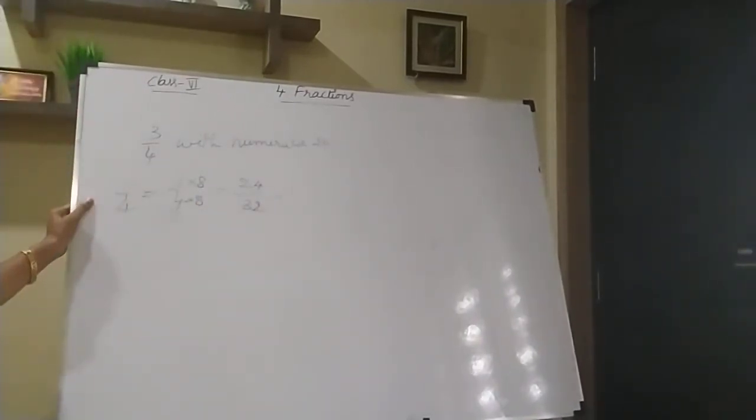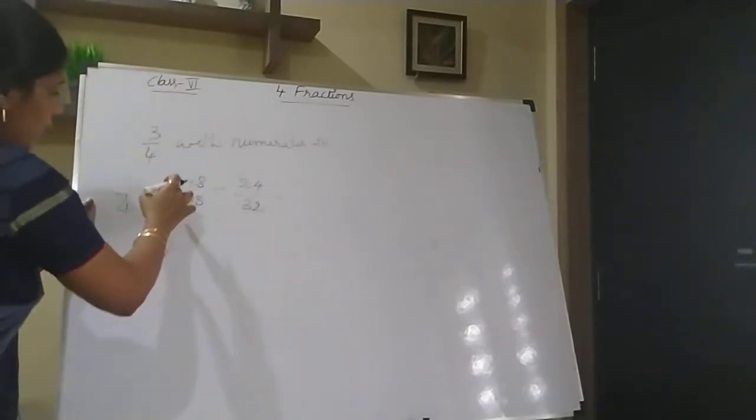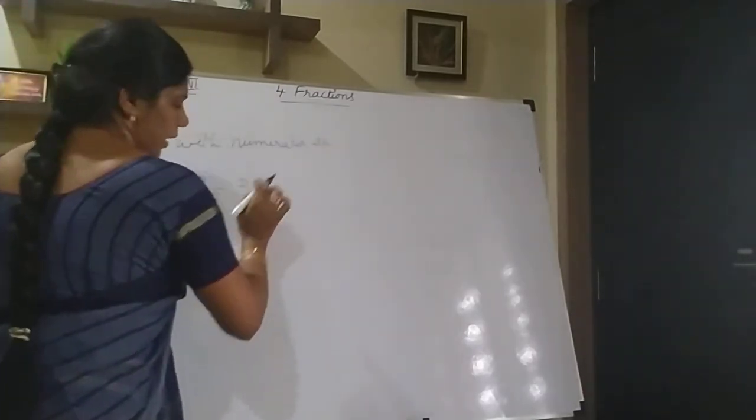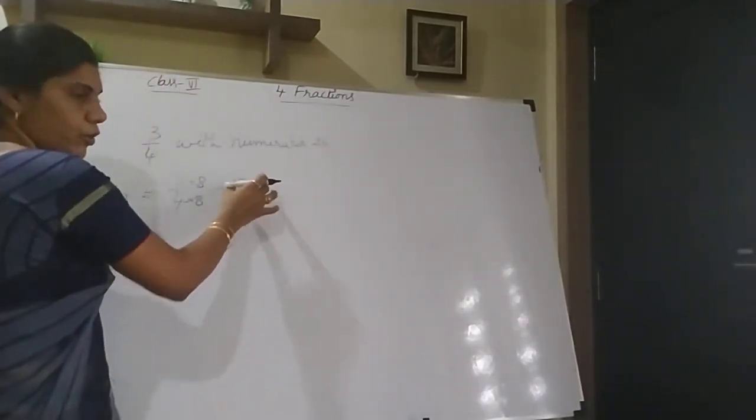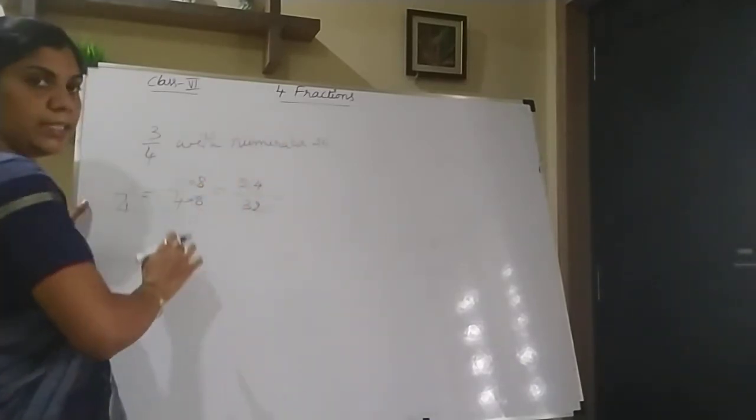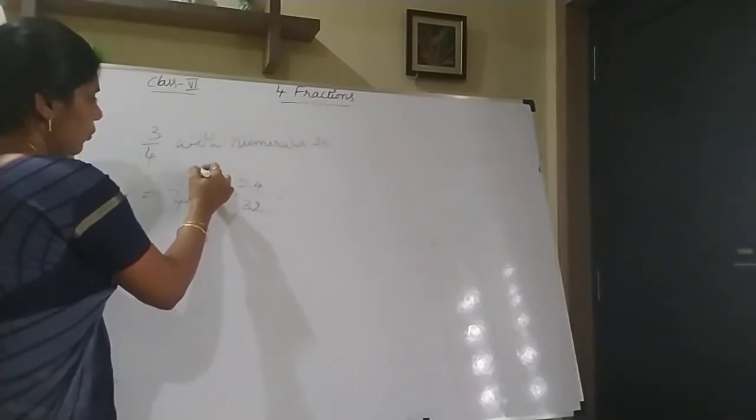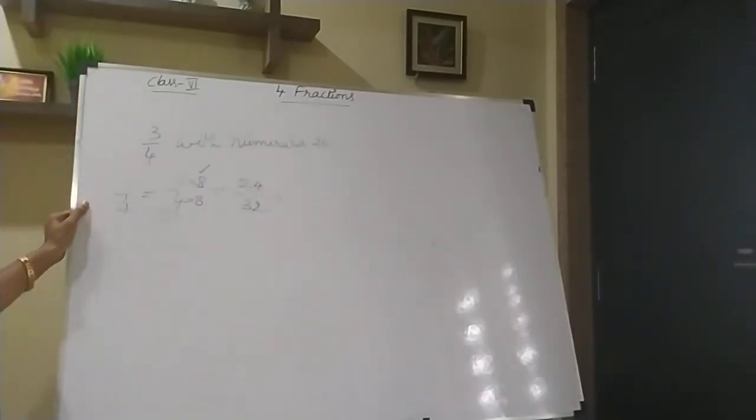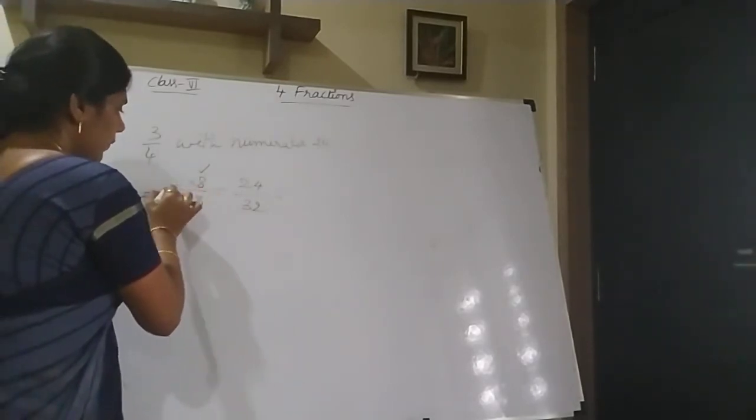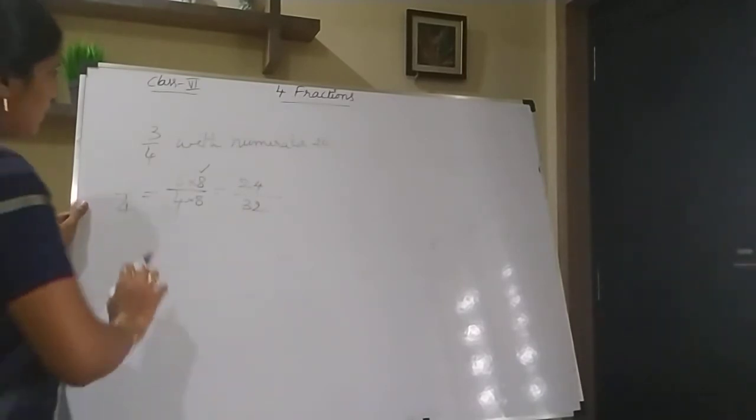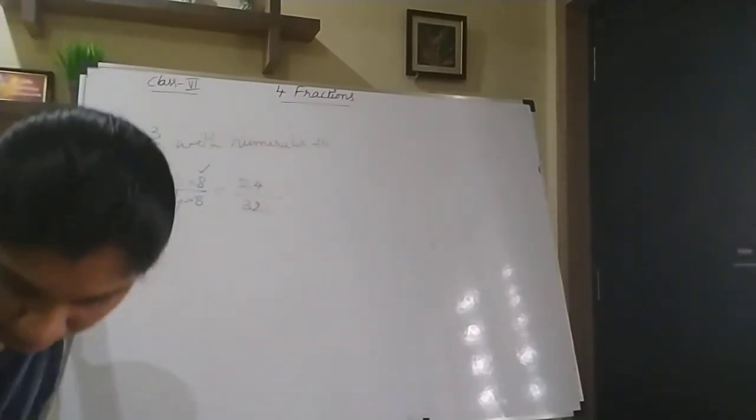Understood? So the basic thing to find an equivalent fraction is that we have to multiply both numerator and denominator with the same number. Here, the numerator they have already given, 24. How did you get this 24? If you multiply 3 with 8, you will get 24. Okay? So we came to know here we have to multiply with 8. Same thing we have to do. So the denominator also we have to multiply with 8 only. Okay? So now I will explain another example.